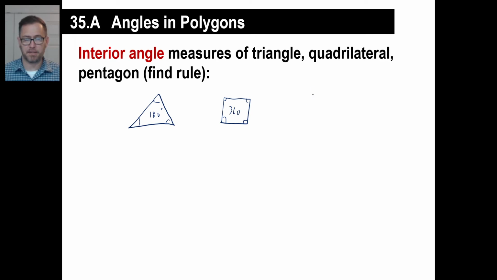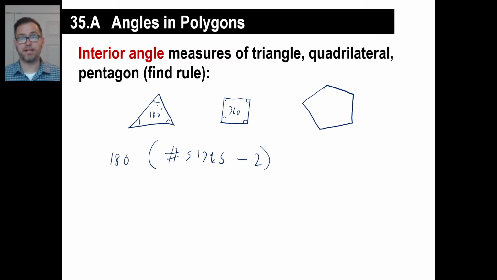A pentagon, let's go 1, 2, 3, 4, and then 5. And what we could do is we could say, well, let's look at the first two. Here's the rule. I'm just going to skip right to it. For the measure of all the angles inside a polygon, all you're going to need to do is take the number of sides, subtract 2, then multiply that entire thing by 180.